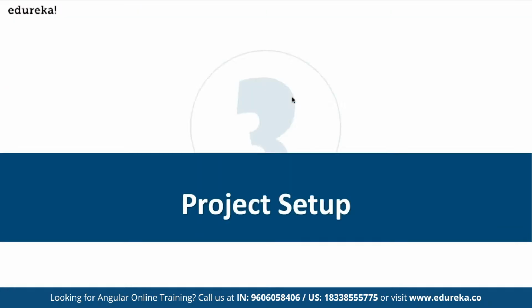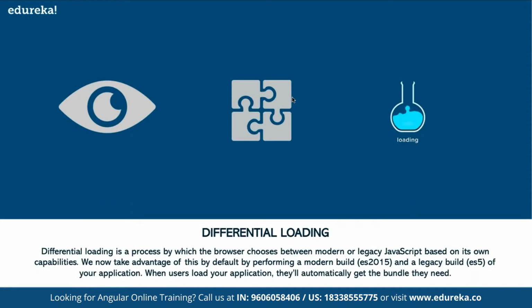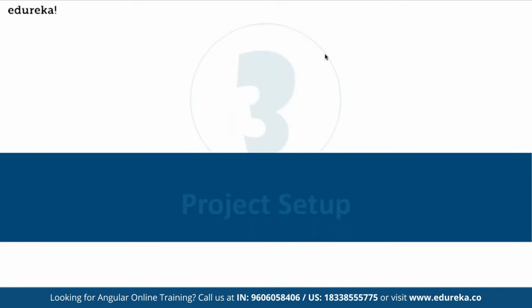And one more thing is called differential loading. Differential loading helps so that when a user loads the application, they automatically get the bundle they need. Suppose I'm loading the application on different devices, or on IE and on Chrome. Earlier it gave a problem, but with differential loading, this problem is solved. It automatically checks which browser you're loading on, and accordingly loads the bundle for that browser. That's the best part of this.